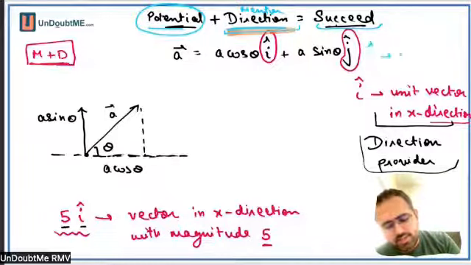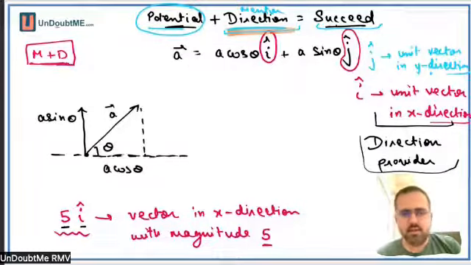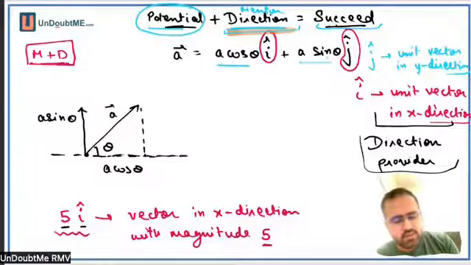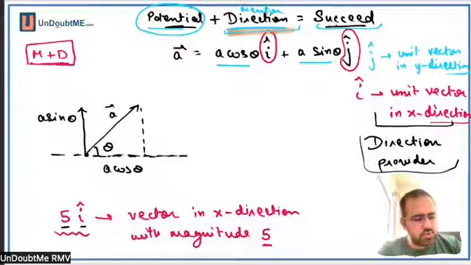So what is j cap? J cap is a unit vector in y direction. Is it clear? Okay, so a cos theta and a sin theta are the components of a vector in respective x and y directions. So that is how in a projectile the velocities are broken down. Now why are we doing this? Because we have to do it in projectile.